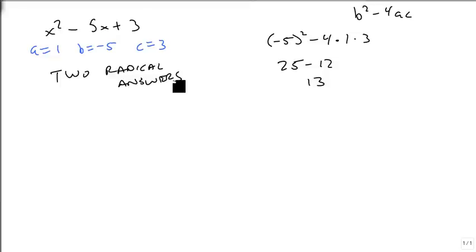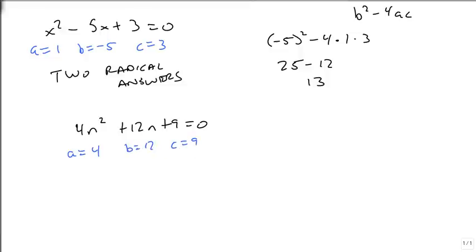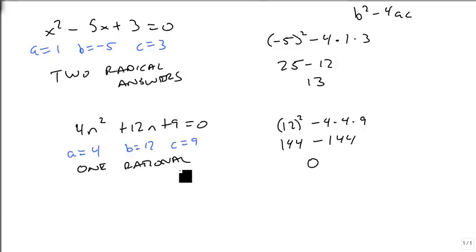Likewise, if we have 4n squared plus 12n plus 9 equals 0, there should have been an equals on that. A is 4, b is 12, c is 9. So we plug this in, and we get 12 squared minus 4 times 4 times 9, which is 144 minus 144, which is 0. So this means this is a perfect square trinomial, and we have 1 rational answer.